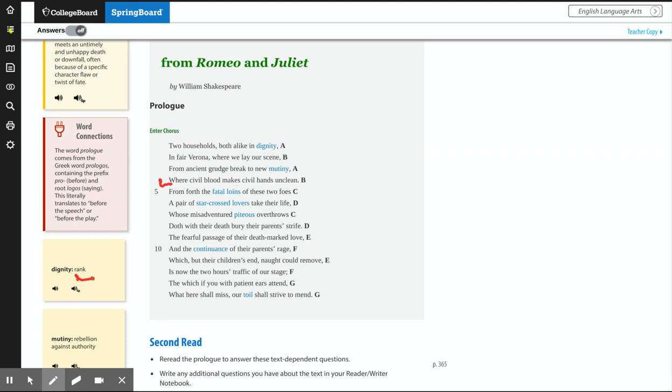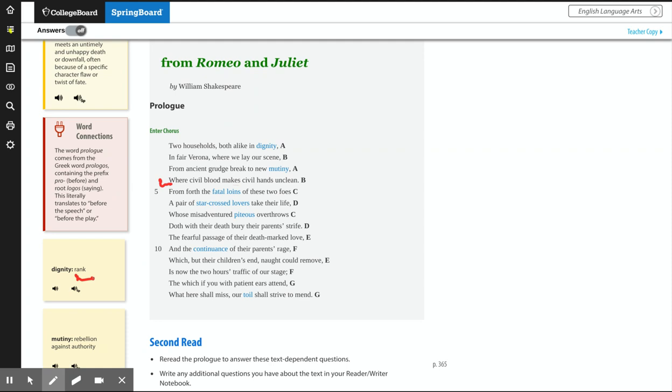Then the next line, "in fair Verona, where we lay our scene." Well, okay, so where we lay the scene, that sounds like setting. And Verona, it's capitalized, proper nouns, probably a place. Fair is beautiful. So in beautiful Verona, where our story is set. So we have characters, setting. Oh, now we have conflict.